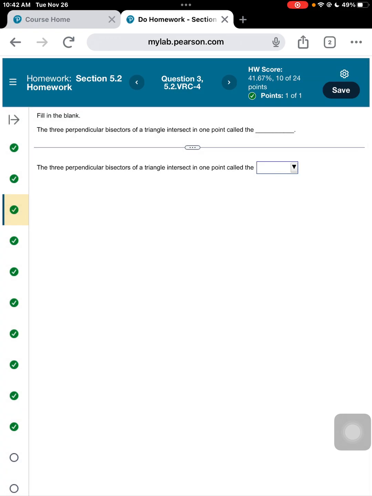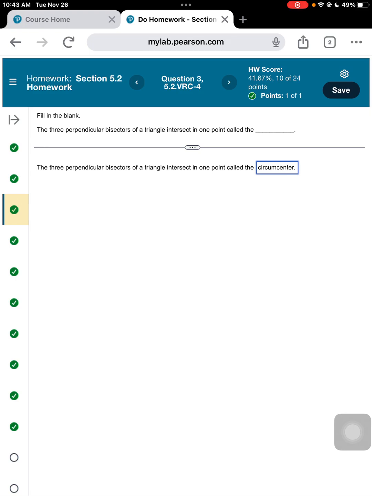The 3 perpendicular bisectors of a triangle intersect in one point called the circumcenter. So remember, guys, for circumcenter, these steps are all listed on your Google Classroom. So I don't want to dwell too much on it, but you have to know these things, okay? Circumcenter is very important. Okay, so your circumcenter is the center of your circle that's circumscribing your triangle.